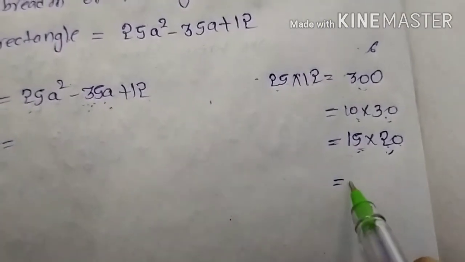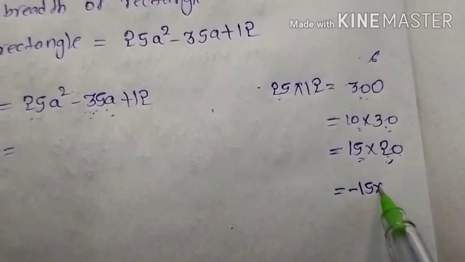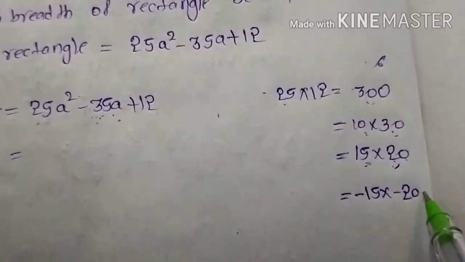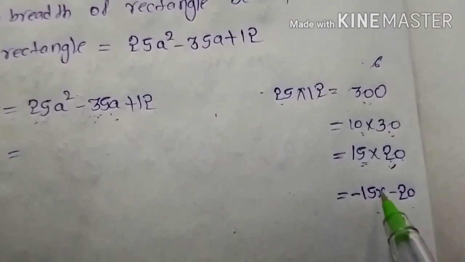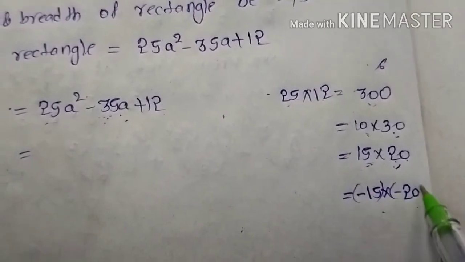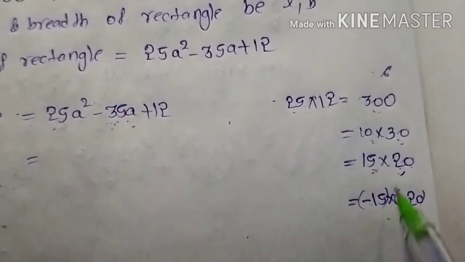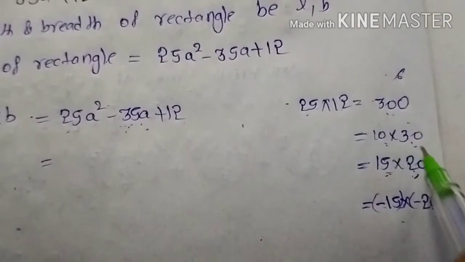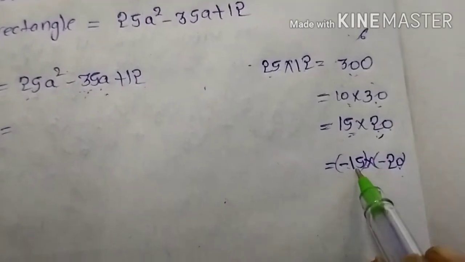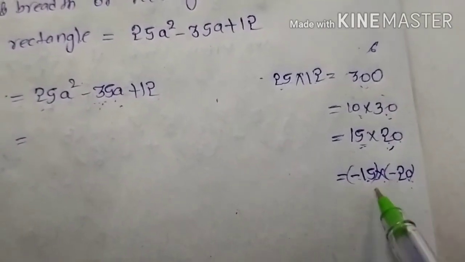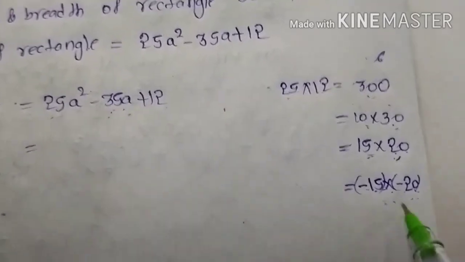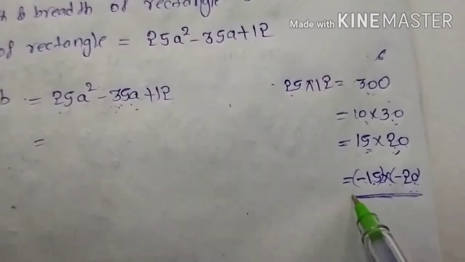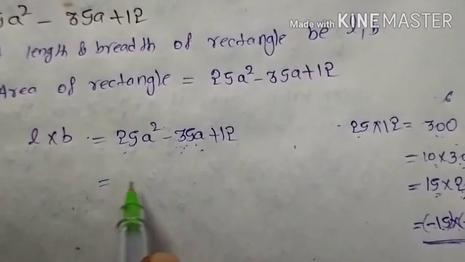See, you can write here minus 15 into minus 20. You can see here, first of all you can find the product. Minus into minus is plus, only 15 into 20, 300. Yes or no? That means once you add here minus 15 plus minus 20, you are getting minus 35 or not? Yes. So that you can consider these factors.